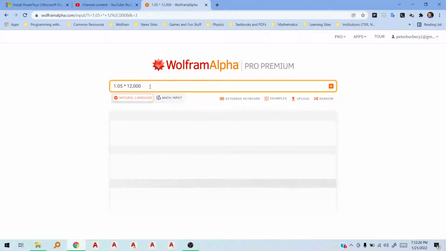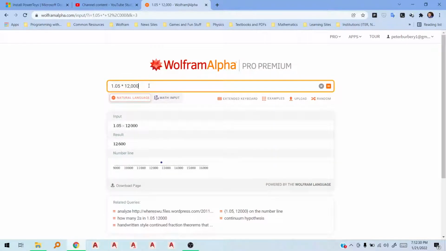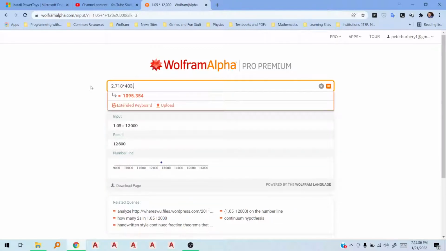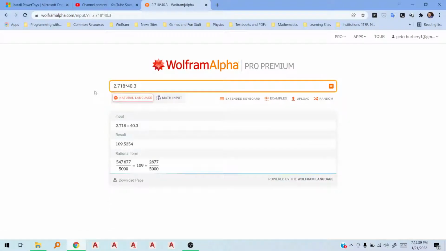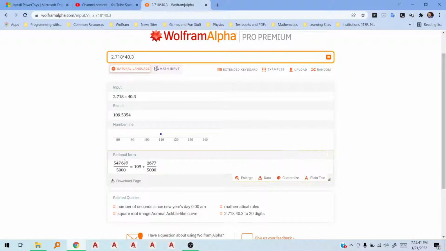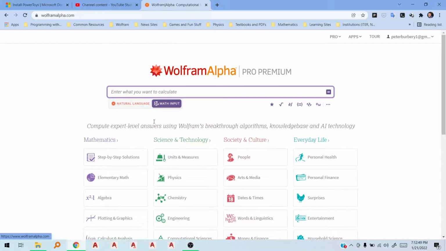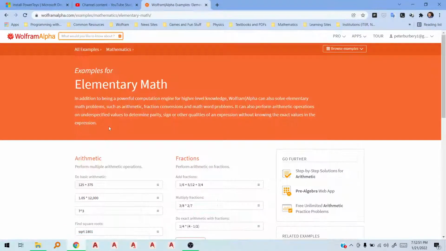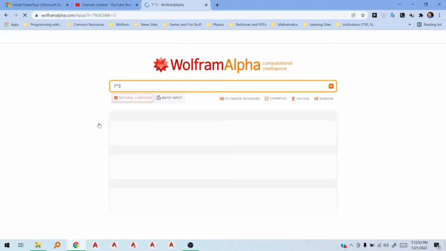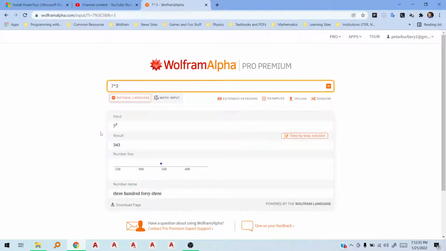So I can also work calculations. Maybe I want to calculate 2.718 times 40.3. And these examples are available to get a feel for the kind of calculations Wolfram Alpha can do.